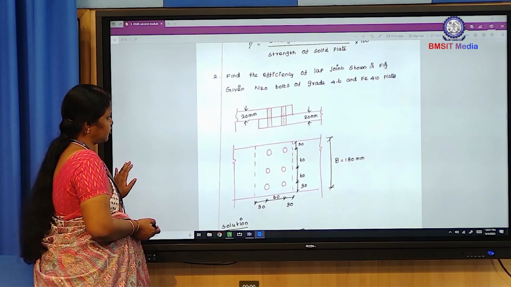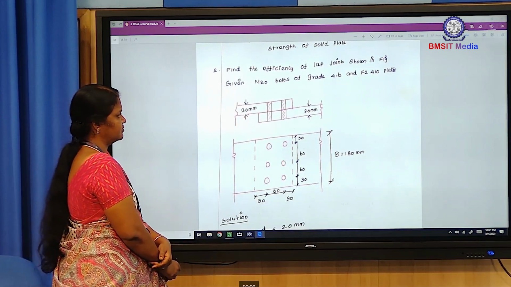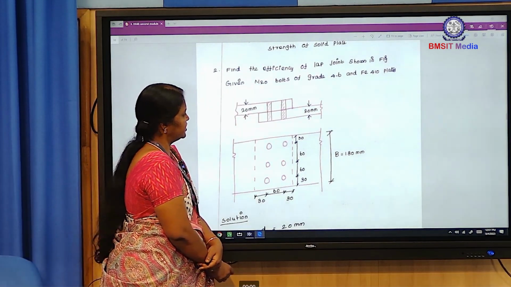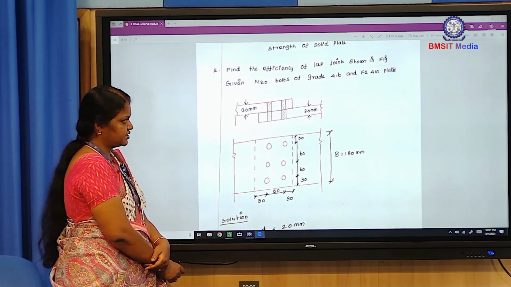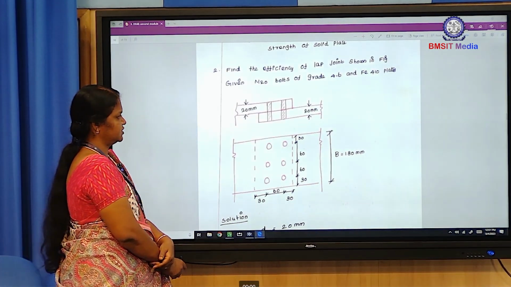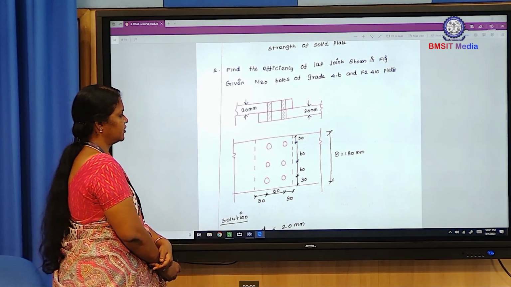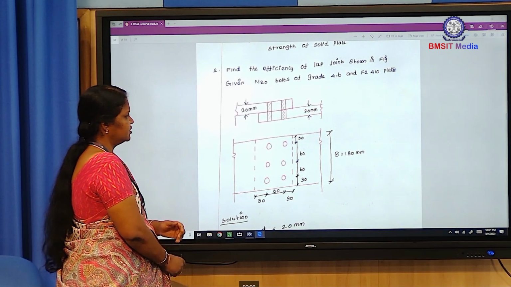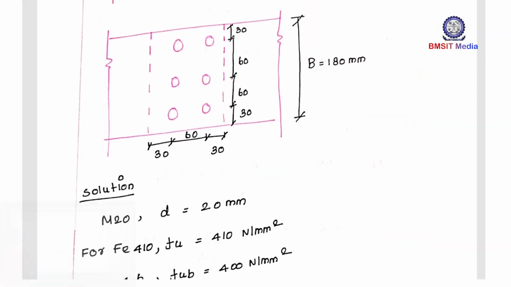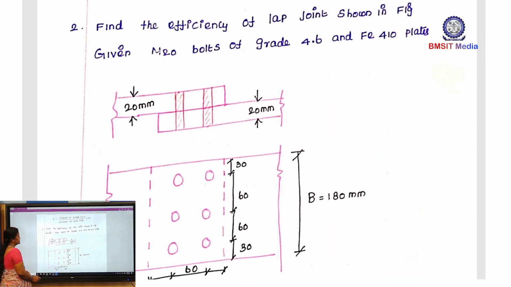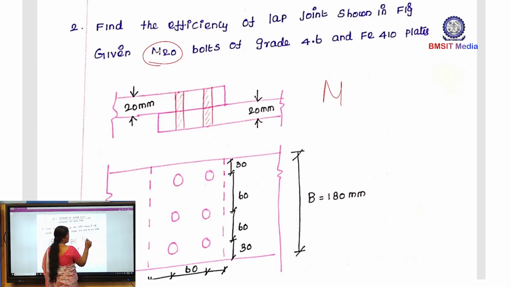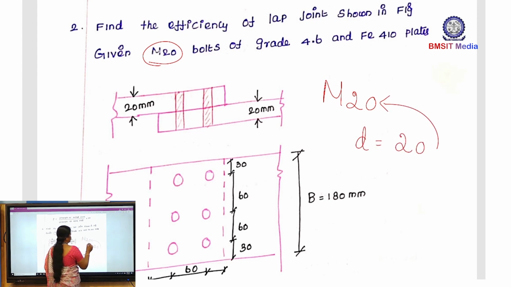Now, coming to this problem: find the efficiency of the lap joint shown in the figure, given M20 bolts of grade 4.6 and Fe 410 plates. This is the lap joint. So, this diagram is also given. Using this diagram, write down the given data. D is given. What is D? This is the nominal diameter. M20 means nominal diameter, so here D equal to 20 mm.